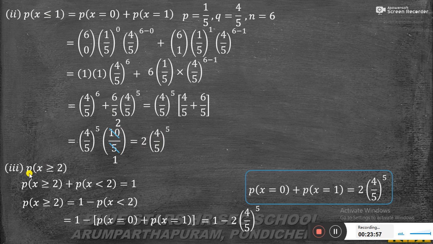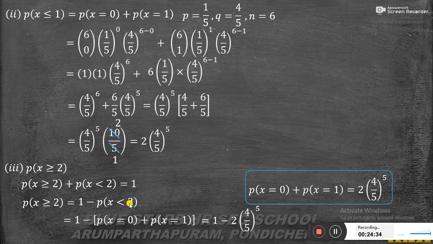Next, the third subdivision: at least 2 products are defective. At least means we take the symbol greater than or equal to, so x greater than or equal to 2. Probability of x greater than or equal to 2 plus probability of x less than 2 equals 1, because total probability, failure plus success, equals 1. But we need only probability of x greater than or equal to 2, so I write the second term on the right hand side: 1 minus probability of x less than 2.